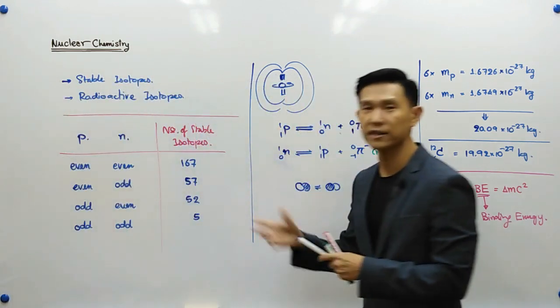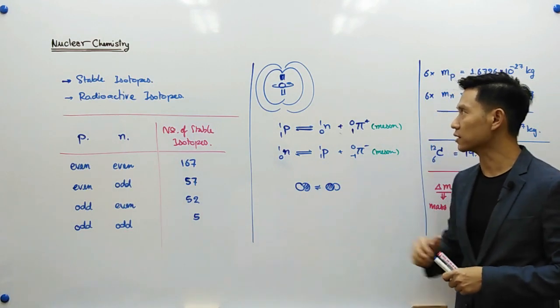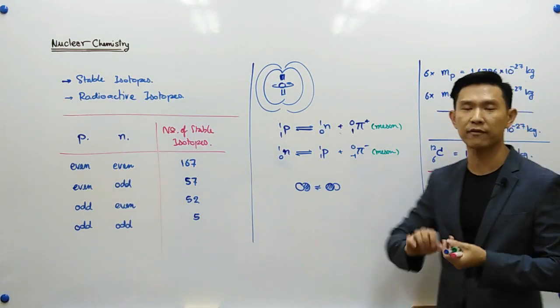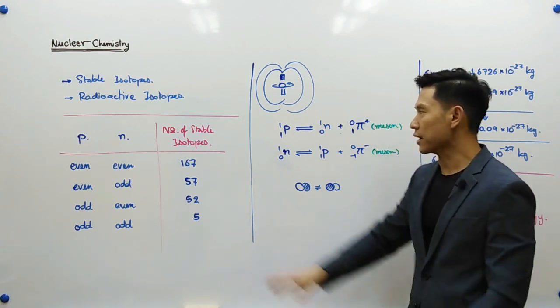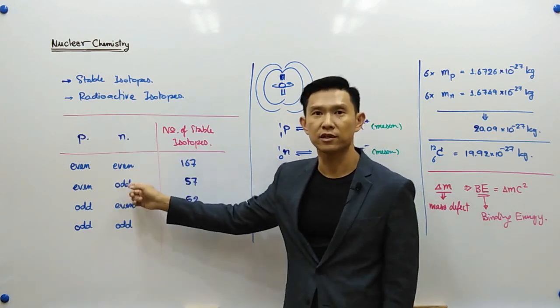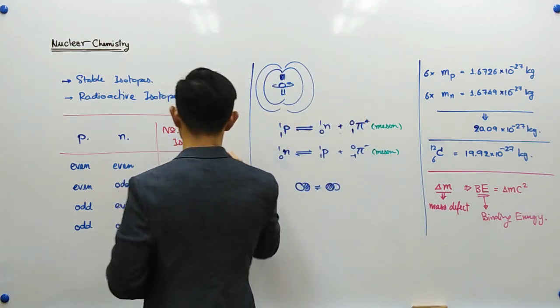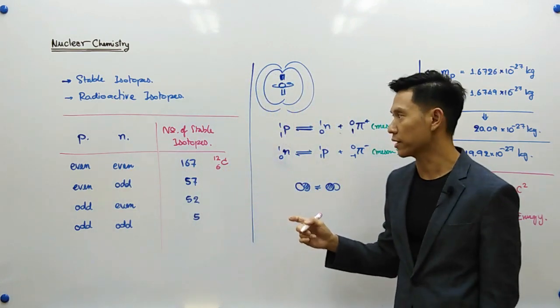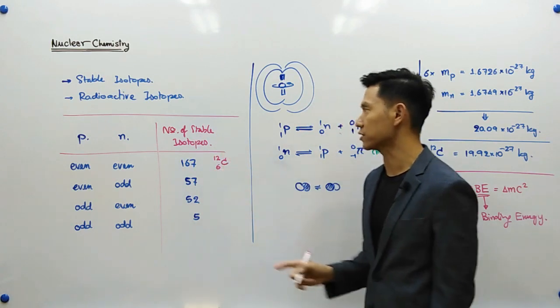So as you can see, odd and even number is very important. So this is a clue that there is some kind of pairing up between proton and neutron, right? Examples of these are so many. Like for even number of protons and neutrons, carbon 12 is a stable isotope, right? You have even number of protons, even number of neutrons, 6 and 6, okay?